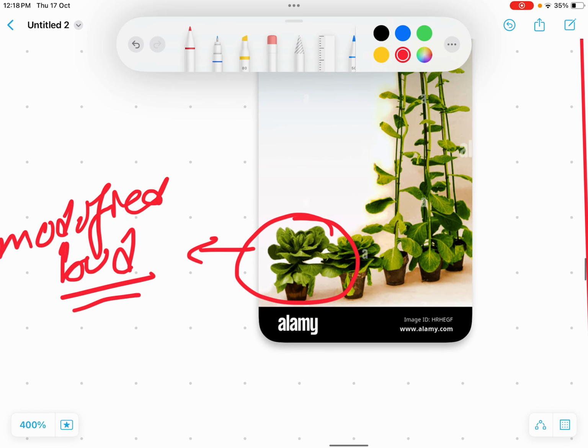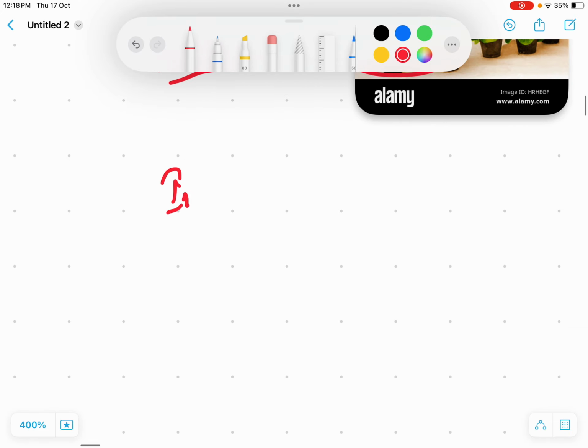So when we treat the plant with gibberellin, its internodes... You know, internodes.